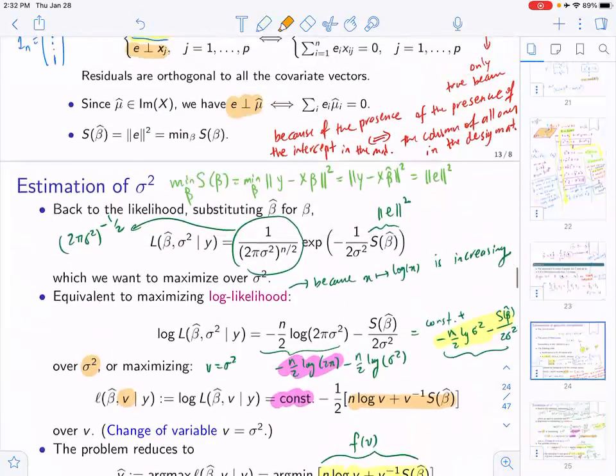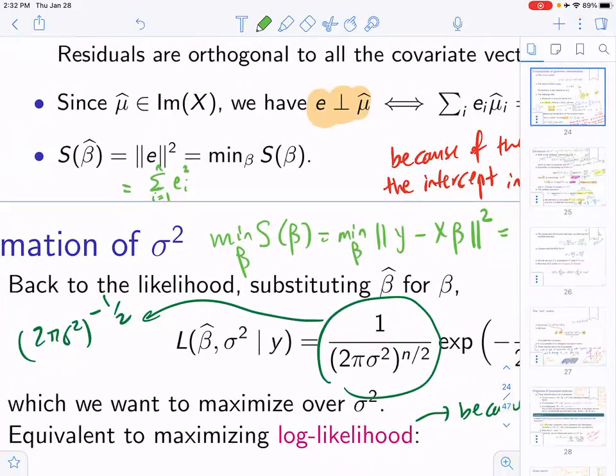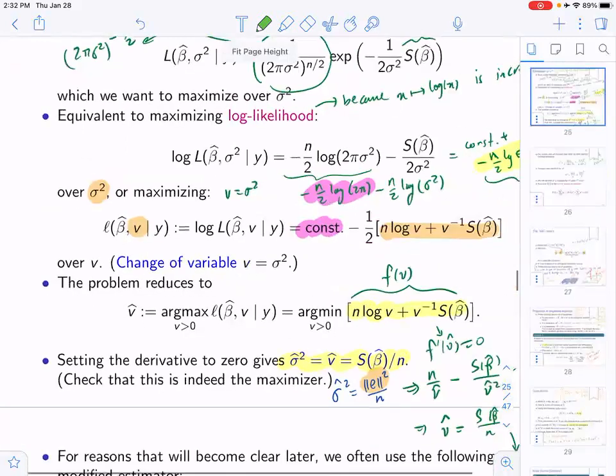This is called the residual sum of squares because this can be written as, basically what the name suggests, the summation from i equals 1 to n of e_i squared. So this is the residual sum of squares, sometimes called RSS. There are different names for it.